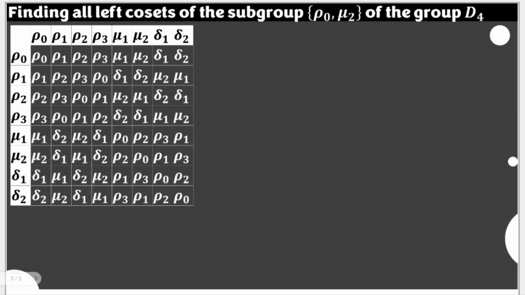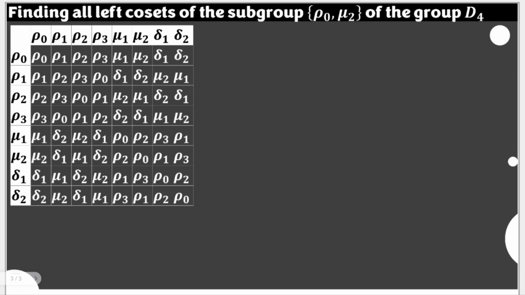For this video, we are tasked to find all the left cosets of the subgroup containing the rho sub 0 and mu2 of the group D4, which is represented by this Cayley table here. These are actually permutations on S4. We call it D4 because it's dihedral.